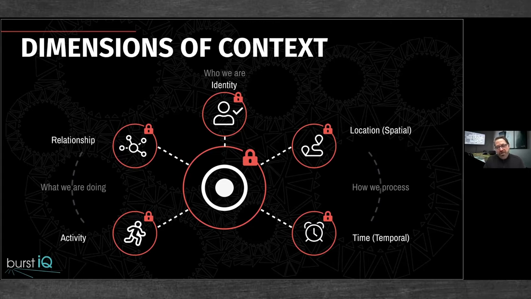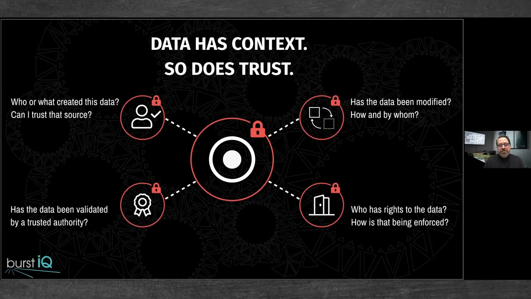In our last webinar, we talked about this notion of context as well as trust. And trust is also a very valid and important dimension. Who or what created the data? How has the data been modified, and by whom? Who has the rights to the data? And has it been validated by a third party? I think all are very important dimensions of trust, plus other questions.